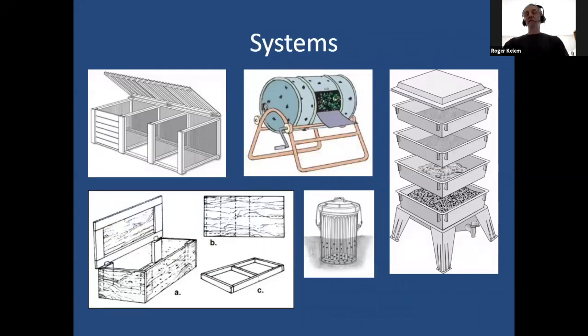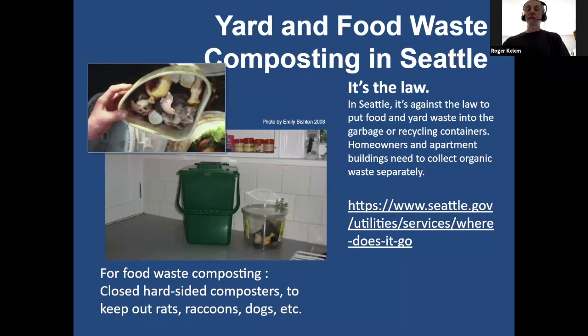Next slide. Yeah, great. Okay, so here's just some examples of different ways to compost. On the top left, you'll see what we call a 3-bin process that's mostly used for yard waste. The one in the center, the tumbler, can be used for either yard waste or food waste. Note that it would be hard for a rat to get into that. And the other 3 systems there are ideally for food waste, and we'll talk more about that in a little while. Next slide.